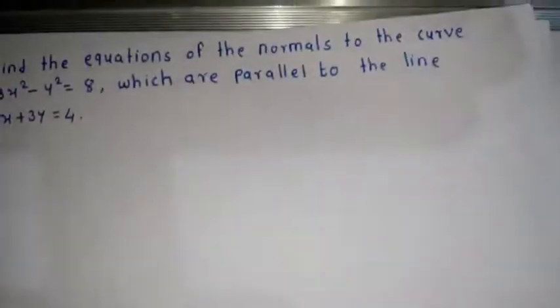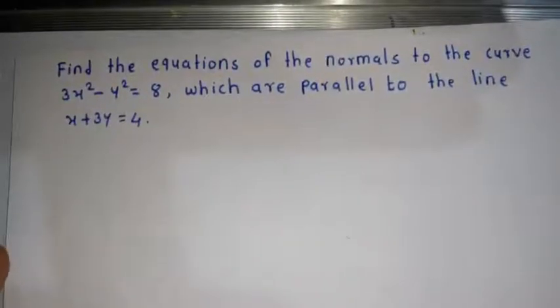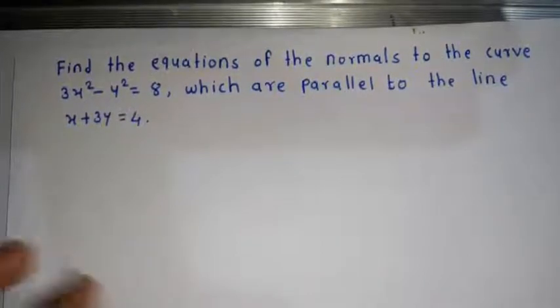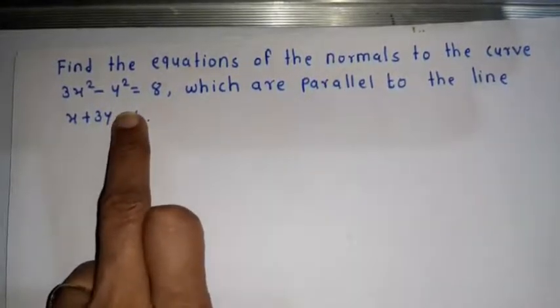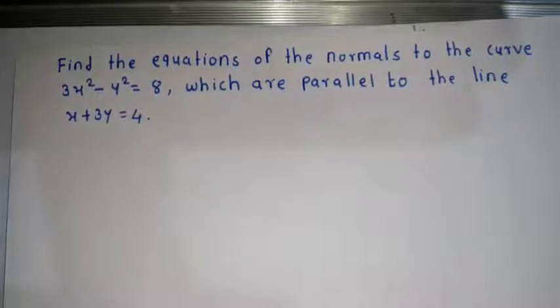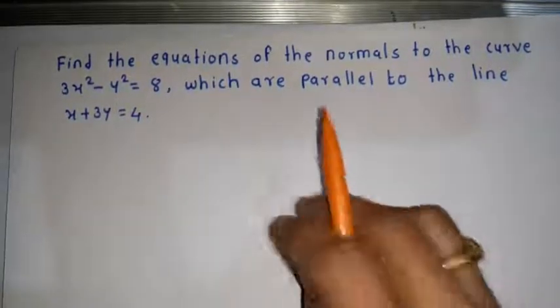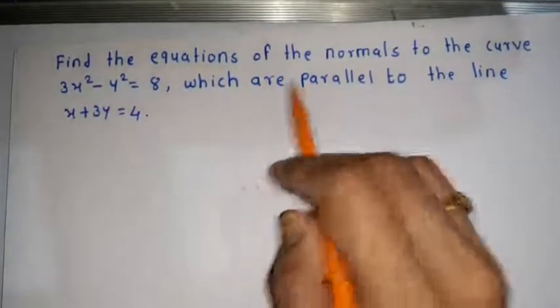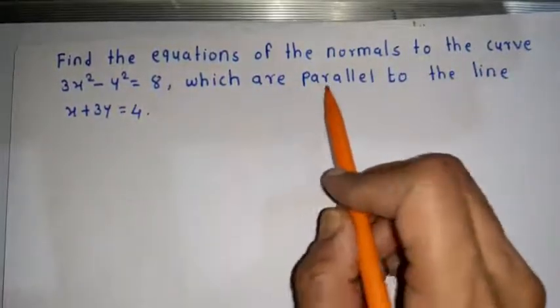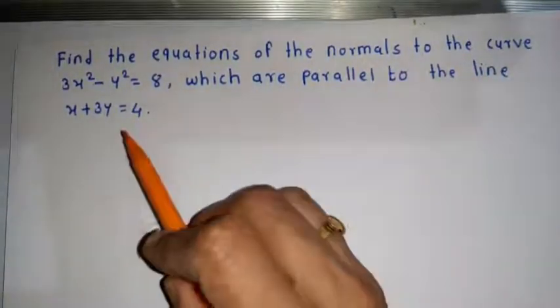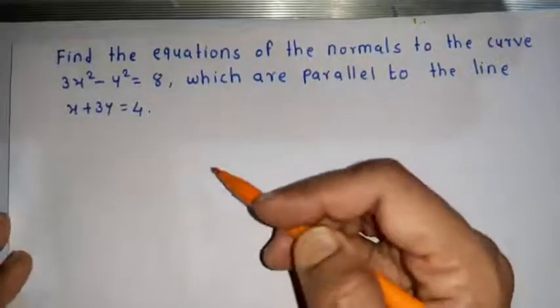Find the equation of normal to the curve 3x square minus y square equal to 8, where the normals are parallel to the line x plus 3y equal to 4.